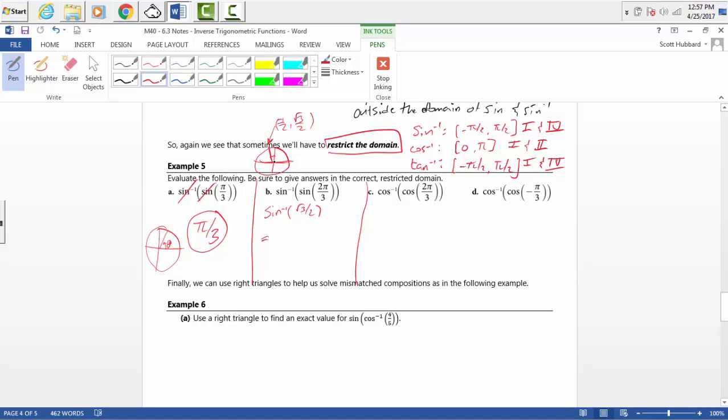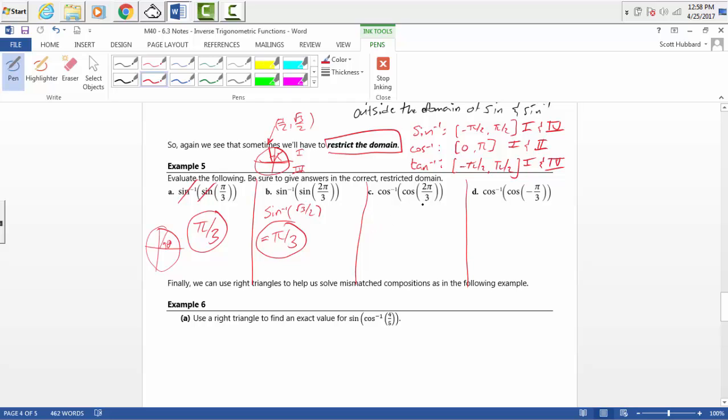So we just got to find the answer. What angle? So this is what this is saying: sine inverse of root 3 over 2. Now the question is, what angle makes sine produce root 3 over 2 in quadrant 1 or quadrant 4? So that's the reference angle, which would be pi over 3. So we just have to be careful when we're dealing with these sine inverses or sines, that we make sure that we refer back to the correct domain.